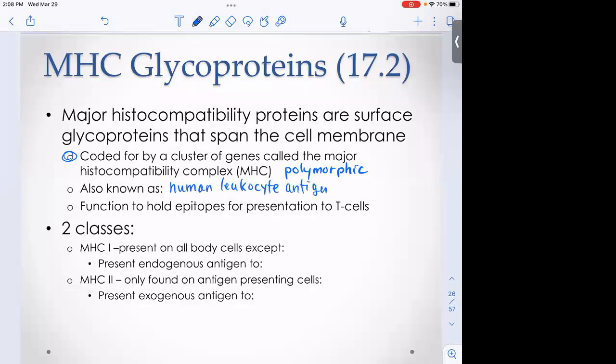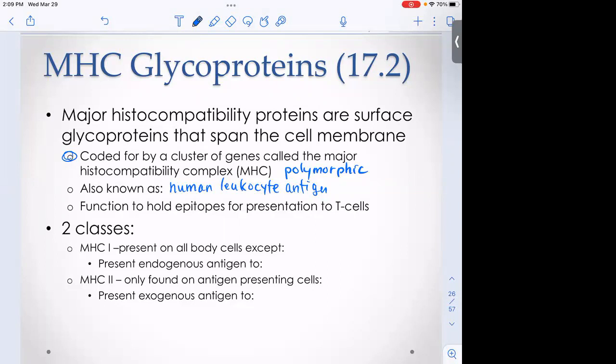Let's see. Notes are all out of order here. Yeah, human leukocyte antigen. I don't know why they gave it a different name in humans, or why we don't just call it HLA all the time. But that's just referring to MHC glycoproteins in humans.